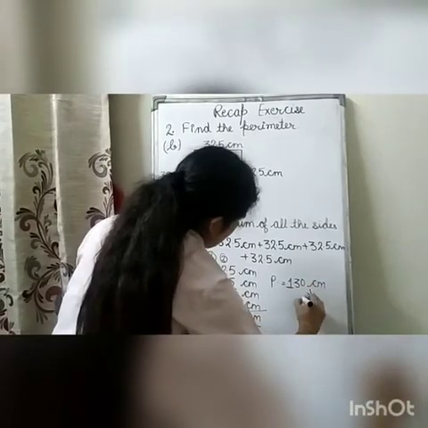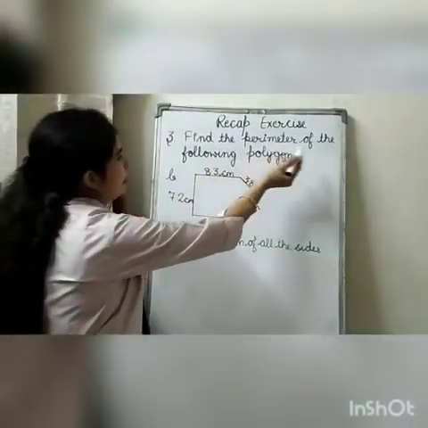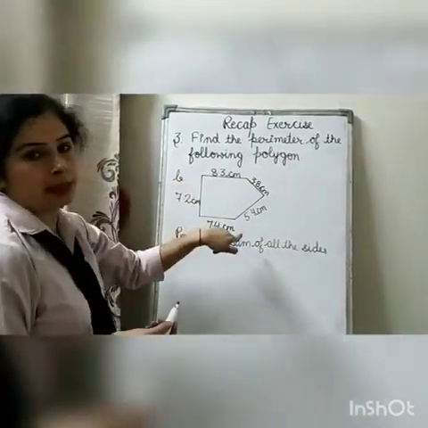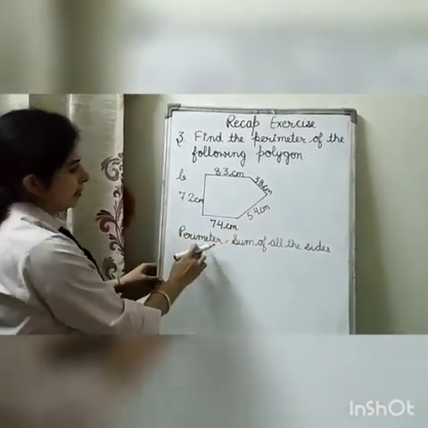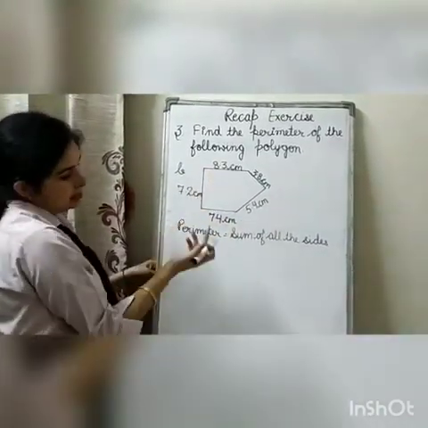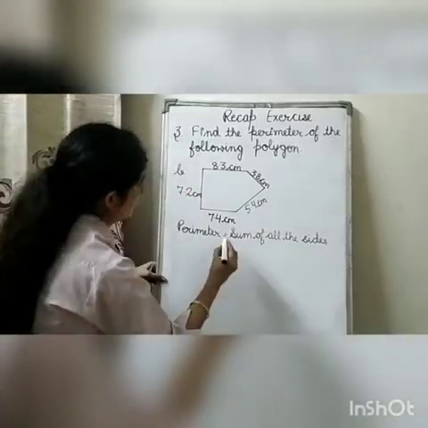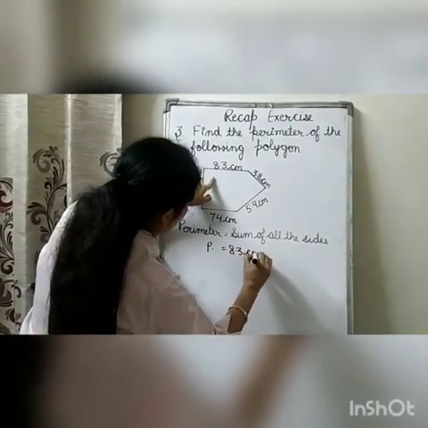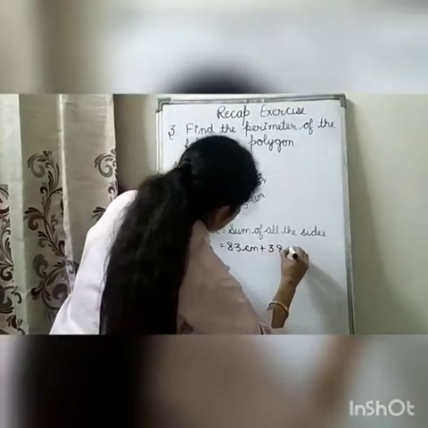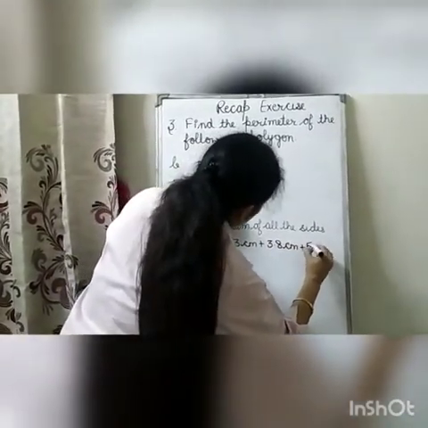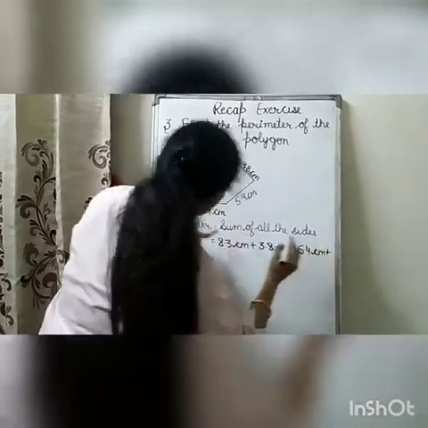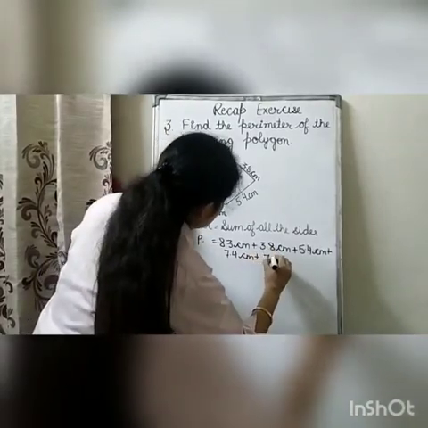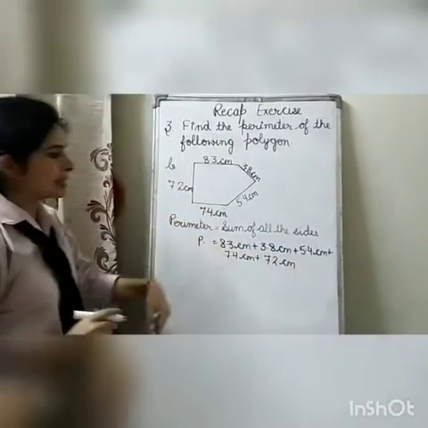This is our answer. Third question is find the perimeter of the following polygon. Here one polygon is given and measurement of all the sides has been given. To find the perimeter, we will add all the sides as the formula is sum of all the sides. So here we will start from here: 8.3 centimeter plus 3.8 centimeter plus 5.4 centimeter plus 7.4 centimeter plus 7.2 centimeter. 5 measurements are there.